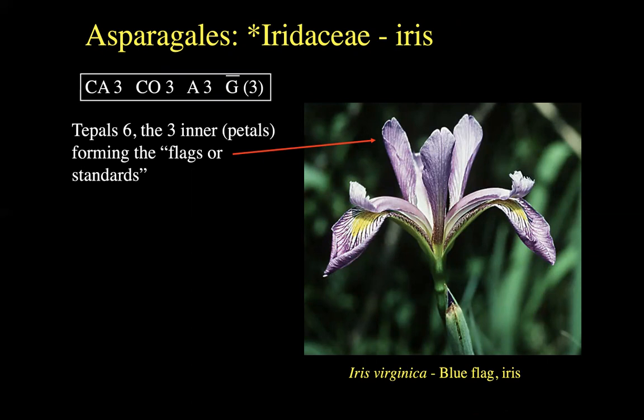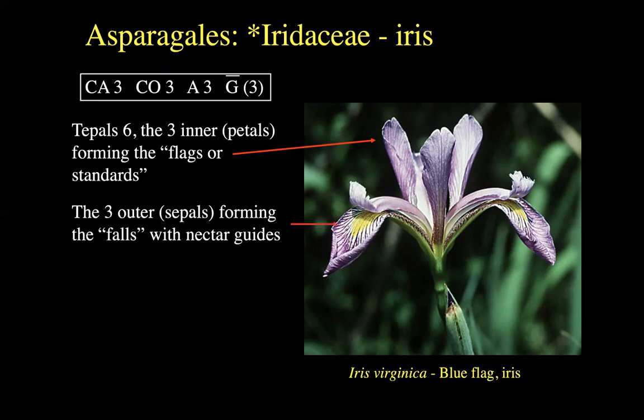Okay, the three things that are standing up are the petals, okay? And they're forming the flag or the standard in the center. Then the lowest things down are going to be the sepals, or called the falls. And that's where you're going to get a lot of the really beautiful pigmentation, some hairs, things like that, touch guides for insects to go into the interior.